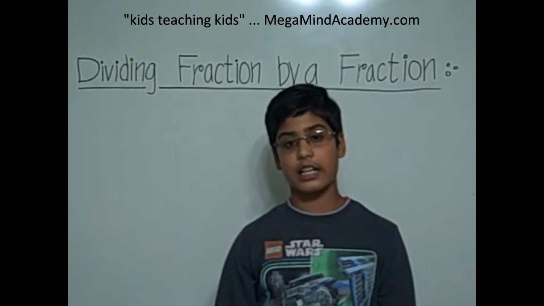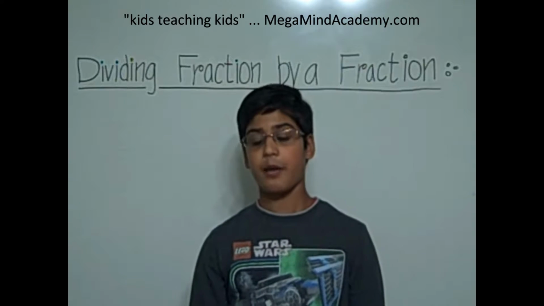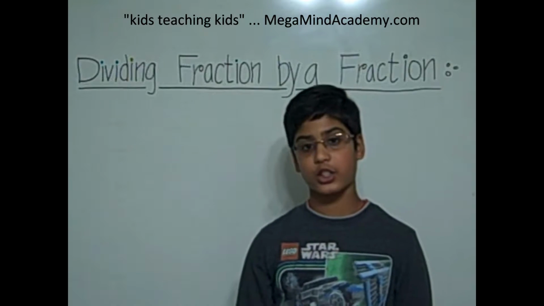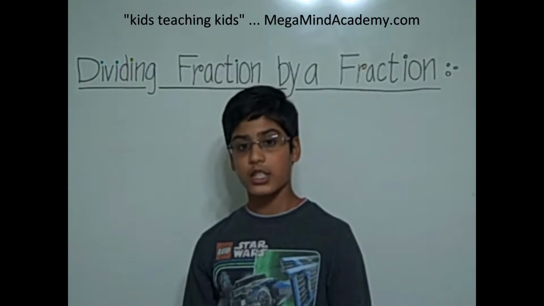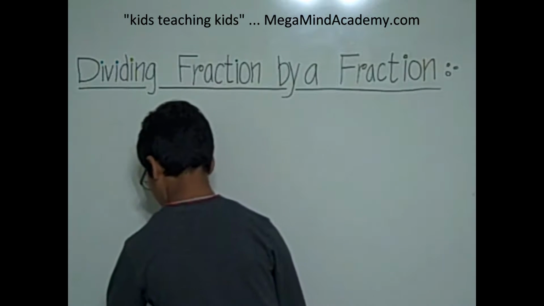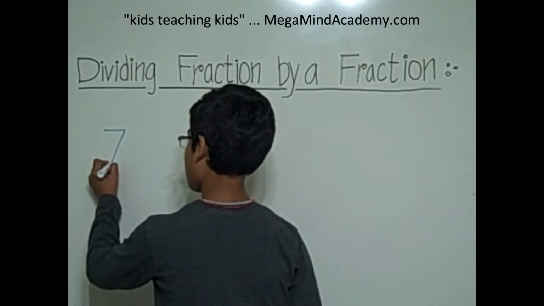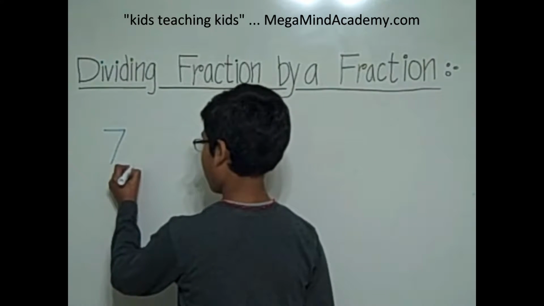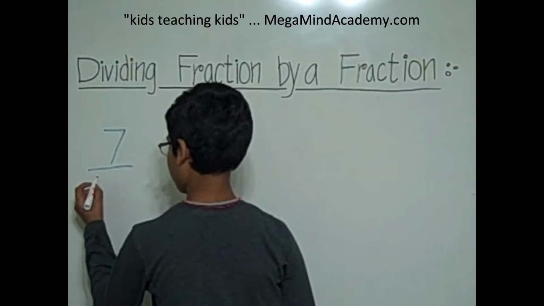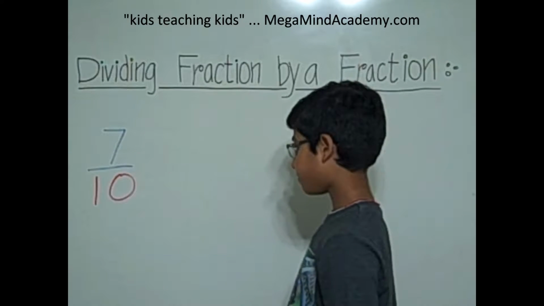Let's first understand how flipping or turning upside down the denominator works. Let's say we have a fraction like 7/10, where 7 is the numerator and 10 is the denominator. 7 is the numerator over 10, which is the denominator.